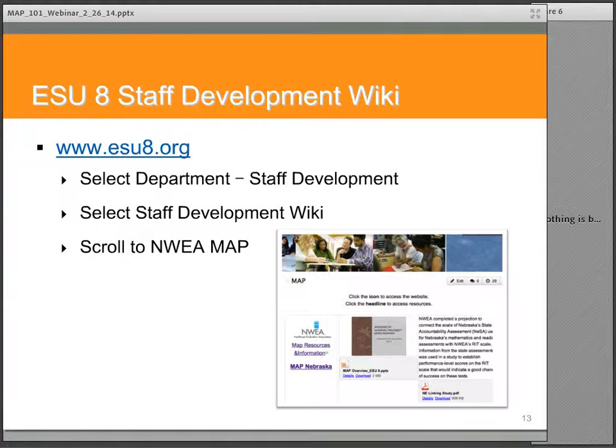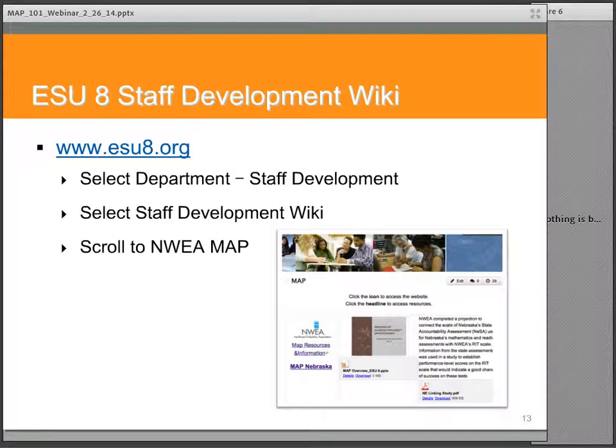Now, what we do want to invite you to is the ESU 8 Staff Development Wiki. By accessing our web homepage and going to select under the tag of Department, Staff Development, you can select the Wiki, and it takes you right to a blue bar where you find NWEA MAP. You know, Jill, if you just click on that, you can come right to this page. And if you want to re-listen or relearn or just watch through the slides again yourself, there's a link down at the bottom of this very page that you can just click on and go right to that. Oh, that's fabulous.